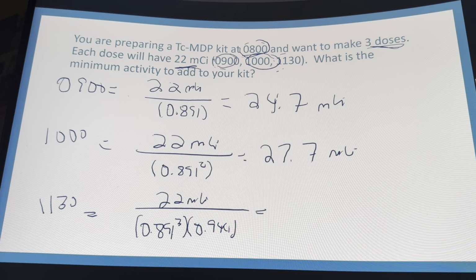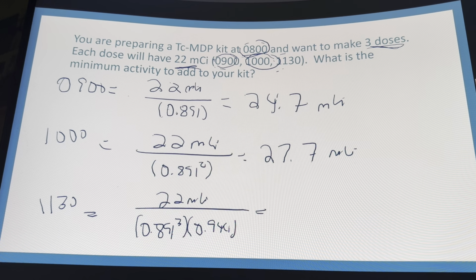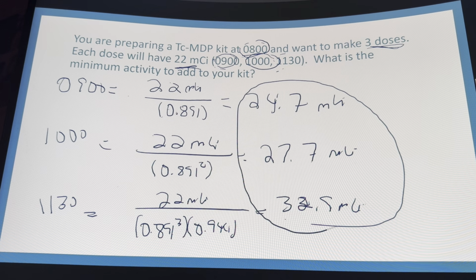So you can do 22 divided by 0.891 up caret 3 equals, divided by 0.944. Do not hit times. Okay, make sure you divide by both of these. And you should get an answer of 32.9 millicuries. So your answer is add all three of those up. That's what you put in the vial at 0800 to make sure you get those doses at each time that you need them.